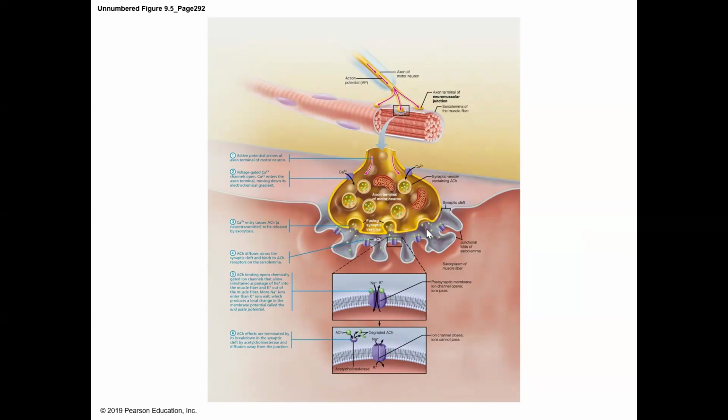There's always a little space between the neuron and the target. There's a little infolding on the cell membrane of the muscle cell, referred to as the motor end plate. Again, the axon never physically touches the target. It's always a little space called the synaptic cleft, but the infolding altogether is the motor end plate.